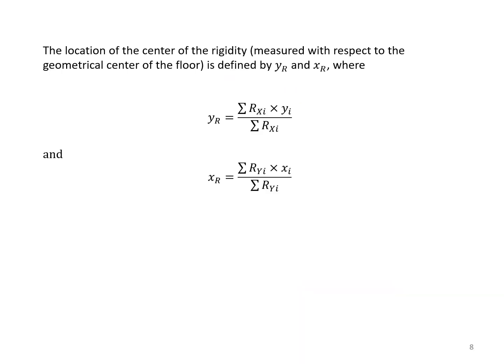The location of the center of rigidity, again measured with respect to the geometrical center of the floor, is defined by yr and xr and obtained according to these two equations. If you look closely at these equations, you find similarities between them and finding a center of mass in statics. Yr is the sum of the rigidities multiplied by the corresponding distances divided by the total rigidities, and x bar is similarly obtained.